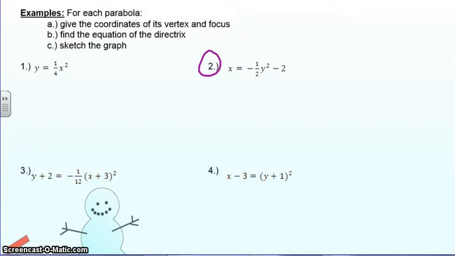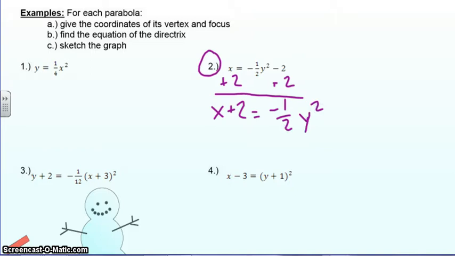So we need a number next to the x and a number next to the y squared. So I'm going to add the 2 to the other side, because the 2 is not in parentheses. So it's going to be x plus 2 equals negative 1/2 y squared. So it's kind of like this is in parentheses. So the vertex, again, like the circle and ellipse and hyperbola, is going to be the opposite. So it's going to be negative 2, and there's no number in parentheses with the y squared, so it's going to be negative 2, 0.